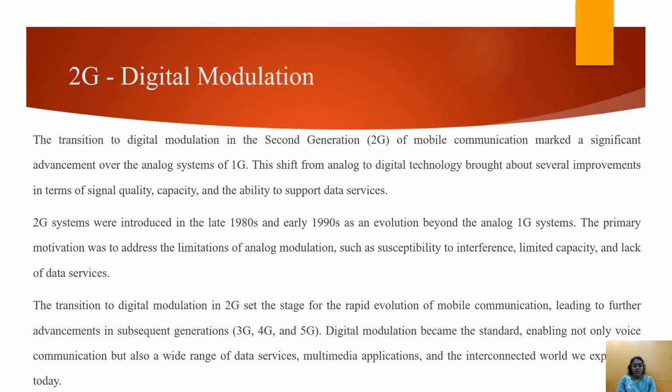Second generation systems were introduced in the late 1980s and early 1990s as an evolution beyond the analog first generation system. The primary motivation was to address the limitations of analog modulation, such as susceptibility to interference, limited capacity, and lack of data services. The transition to digital modulation in the second generation set the stage for the rapid evolution of mobile communications and advancements in subsequent generations such as third generation, fourth generation, and fifth generation.